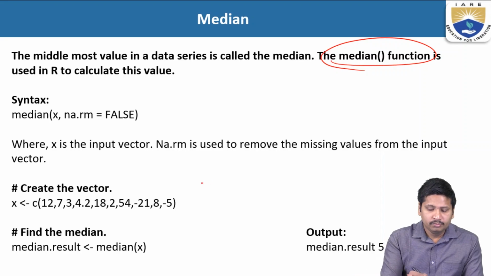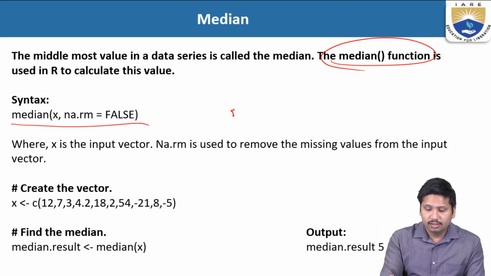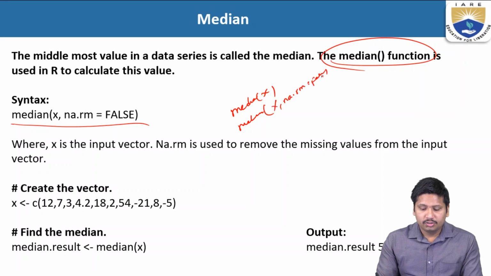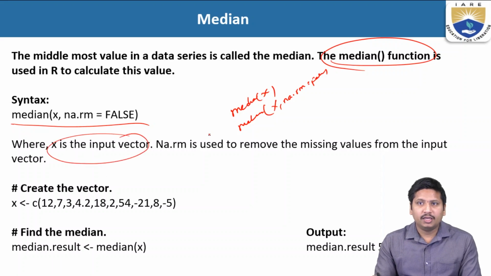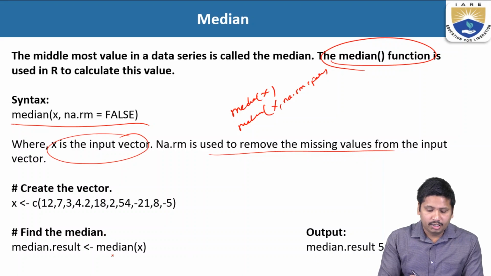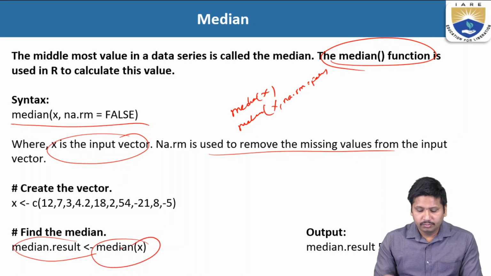So here also I'm going to pass some attributes to the function, like median of x, and median of x comma na.rm equal to false. Here also the same: x is the input vector and na.rm is going to remove the missing values from the input vector. After creating the vector, I can write median.result is equal to median of x, and get the value.